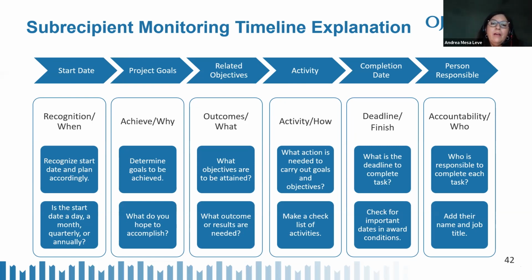And then of course we have the completion date in the next column. Now this is the deadline to complete your task or meet your goal. So here you want to check for your important dates in your award condition, know when those reports are due, or know your deadlines, okay?